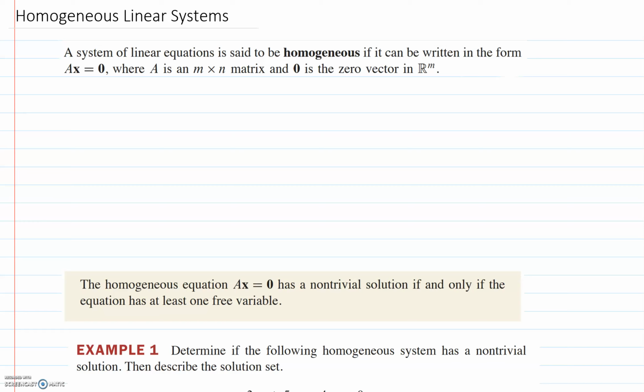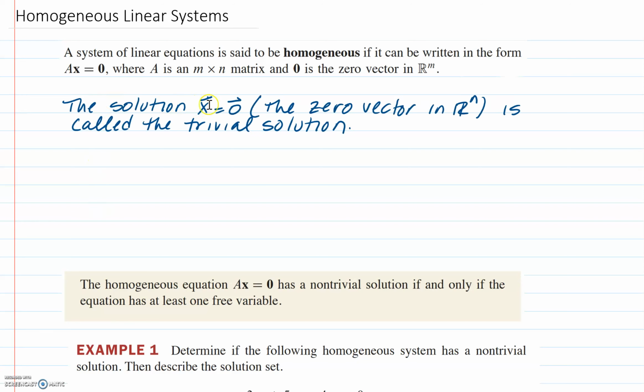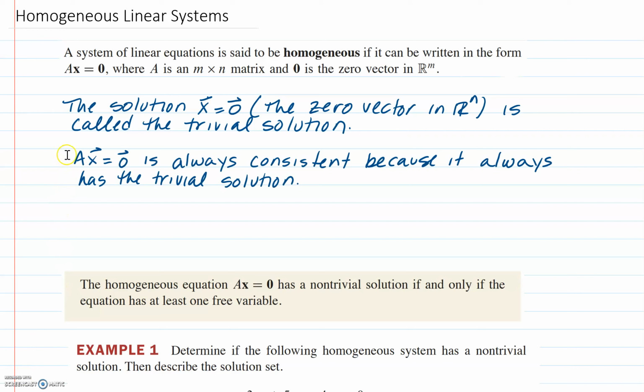A homogeneous linear system always has at least one solution. It always has the solution x equals 0, the 0 vector in Rn. And that solution, that x equals 0 solution, is called the trivial solution. So the equation Ax equals 0, this homogeneous system of linear equations, is always consistent because it always has the trivial solution.